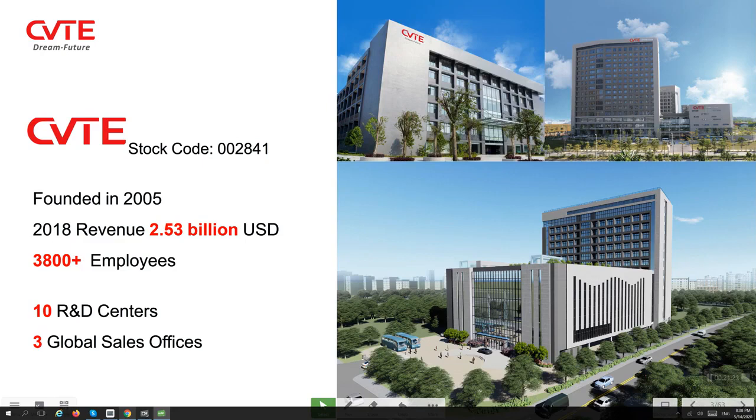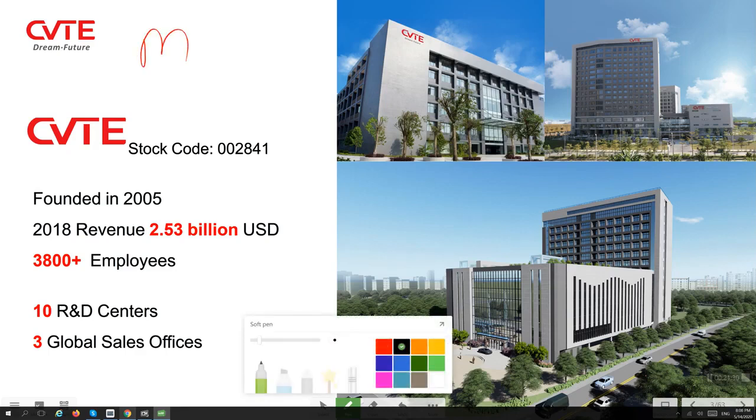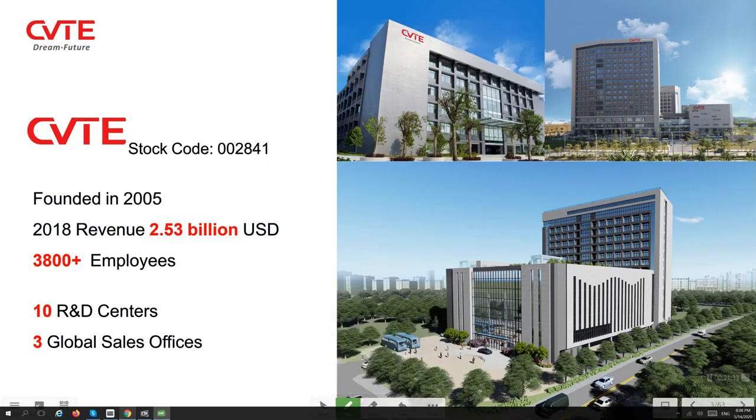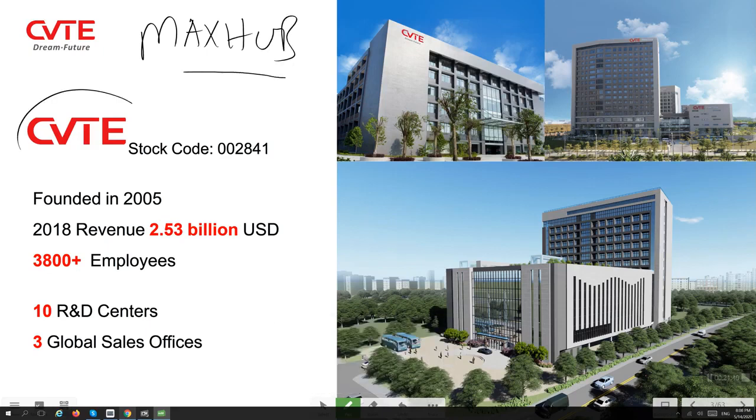So for example, I just want to highlight something on top of this PPT. Okay. So this is our MAXHUB brand. If I want to change this color, I'm just changing it. Okay. I'm writing MAXHUB with the help of black color. Okay. So these are all my annotations. Okay. So this is a subsidiary company of CVT.